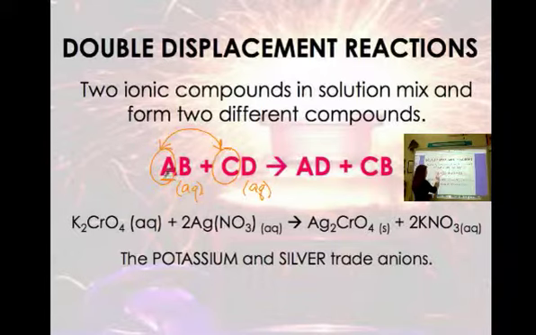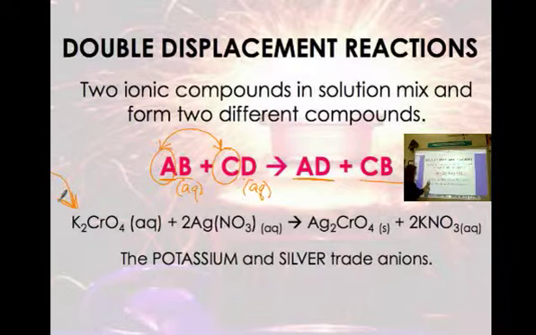So here's my A. It was bonded to my B. A is going to switch with C and bond to D. C is going to switch with A and bond with B. You have a double swap. The cations or the anions trade places. So here's my example. This is the equation that you can write in your sheet. This is the one that you just saw.